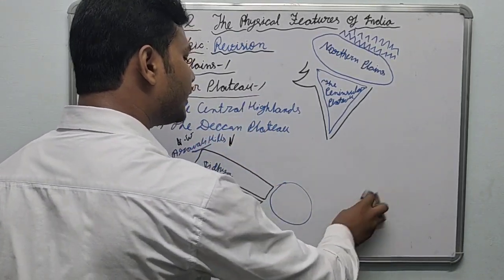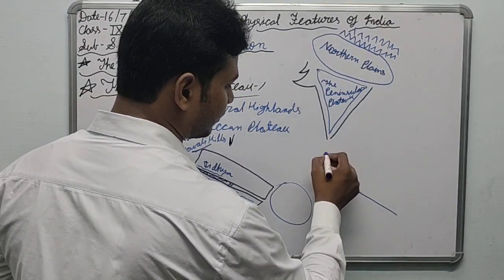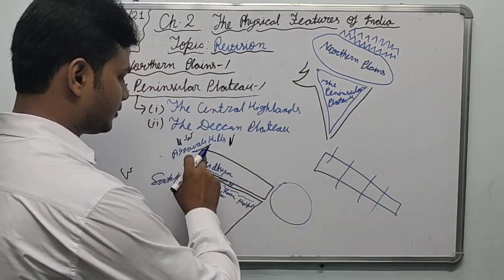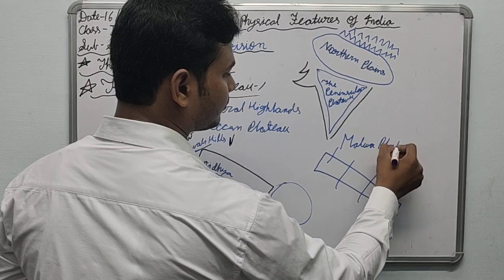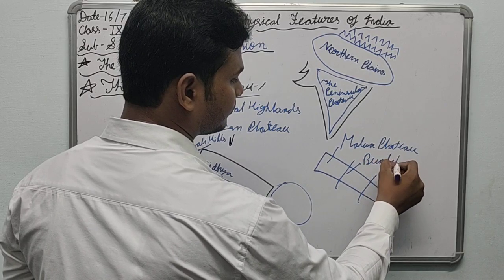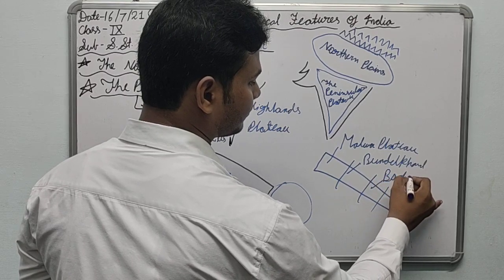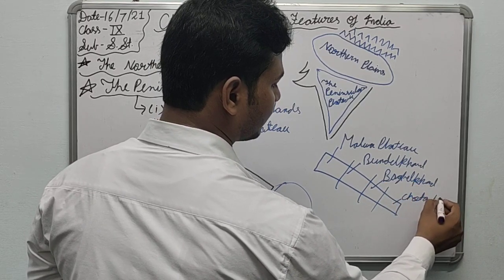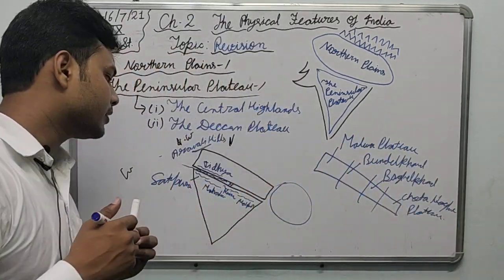Now this Central Highlands is also divided into four parts on the basis of regions. The first portion, the western part completely, is known as the Malwa Plateau. The second portion is known as Bundelkhand. The third portion is known as Baghelkhand. And the last portion is known as the Chota Nagpur Plateau. So I hope the Central Highlands is clear.